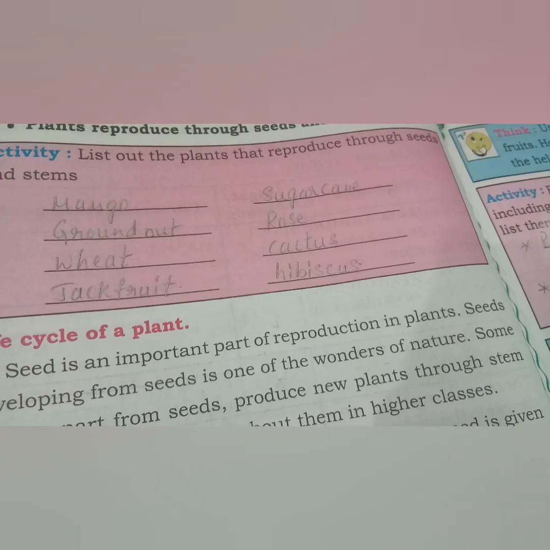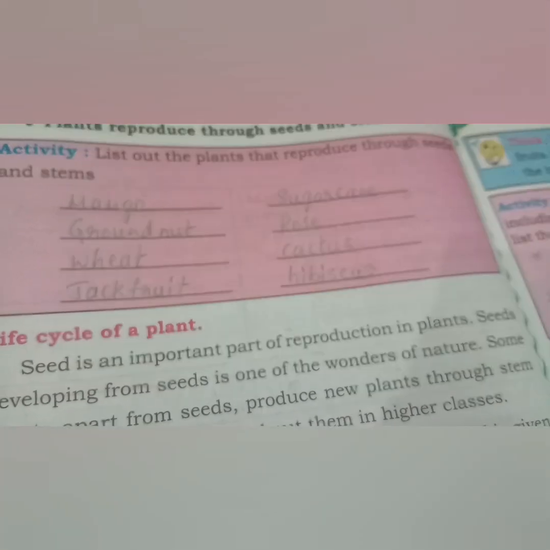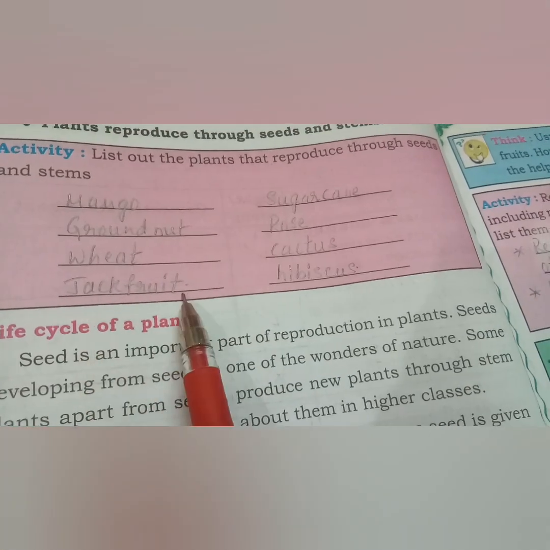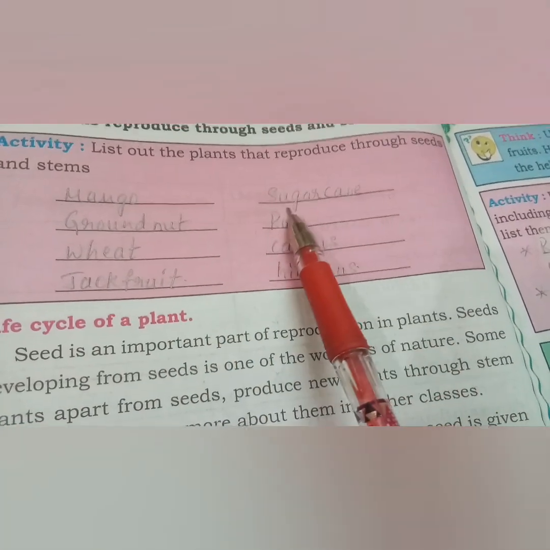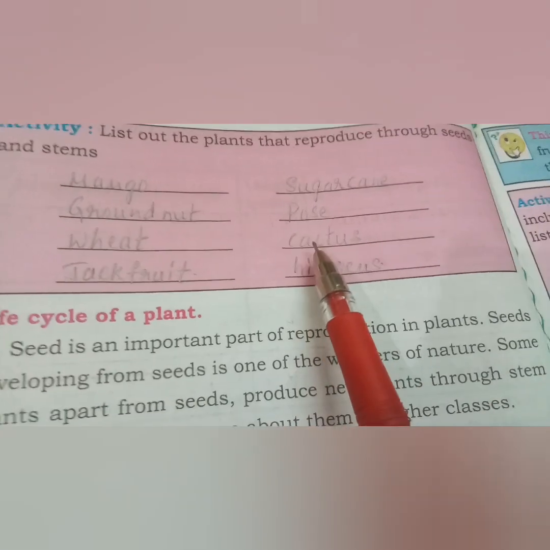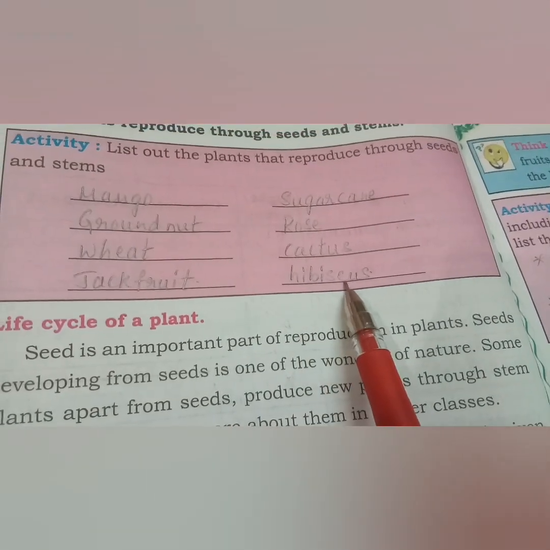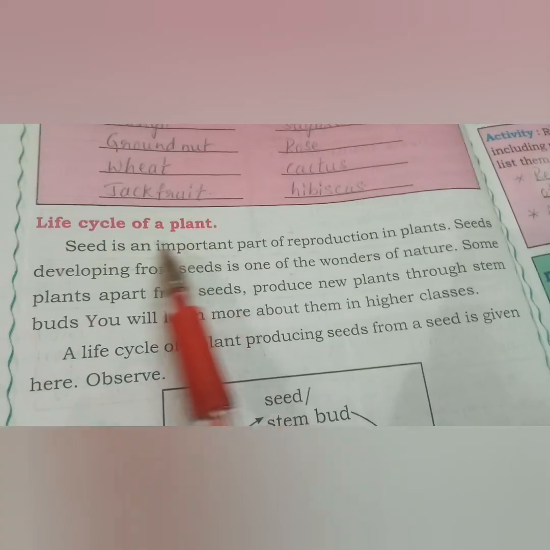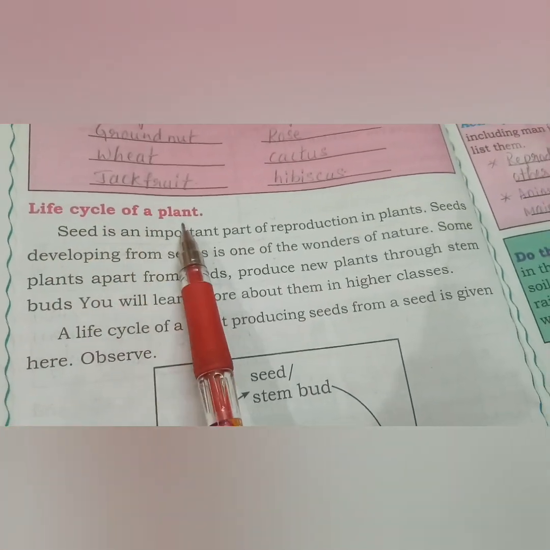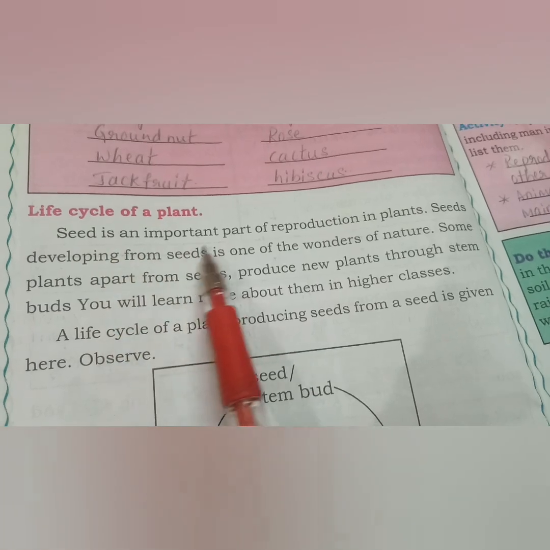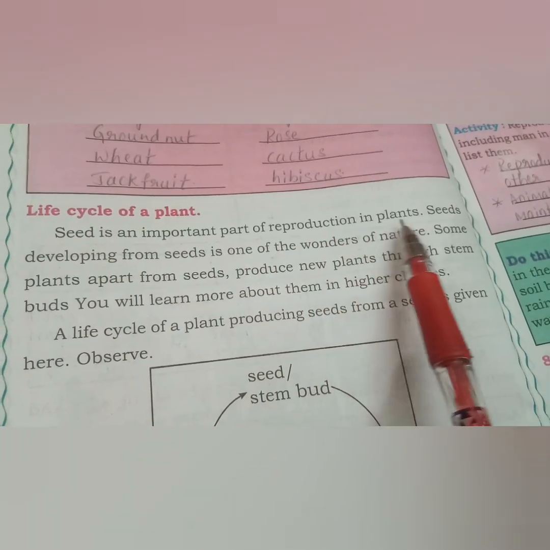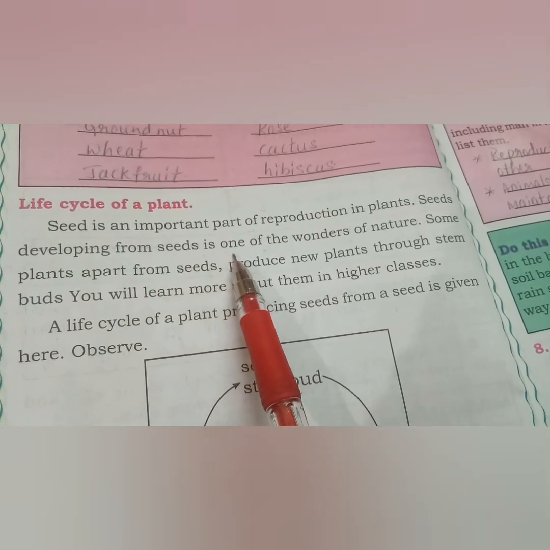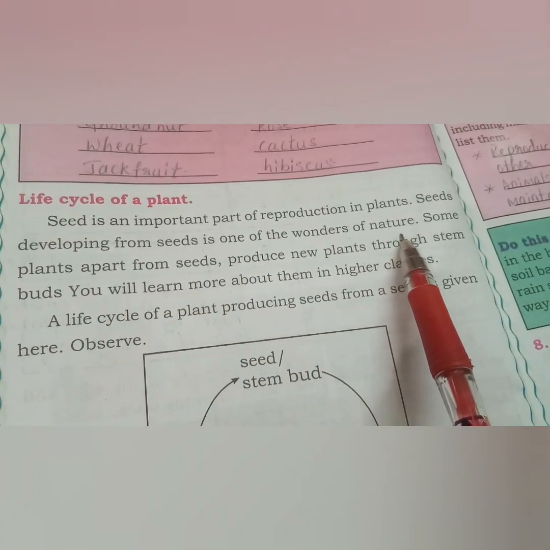Okay children. See, this is from the seeds: mango, groundnut, wheat, jackfruit. And this is sugarcane, rose, cactus, hibiscus. These are the plants reproduced from the stem. Life cycle of a plant. Seed is an important part of reproduction in plants. Plants developing from seeds is one of the wonders of nature.